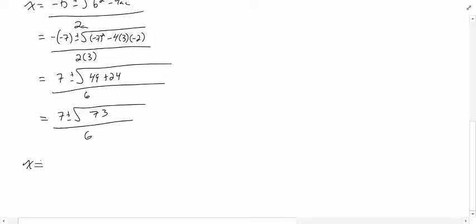That's telling me that one of the values, one of the solutions, is x equals about 2.59, and 7 take away square root of 73 in my calculator, hit equals, divide by 6, gives me approximately negative 0.26. So there are my two solutions.